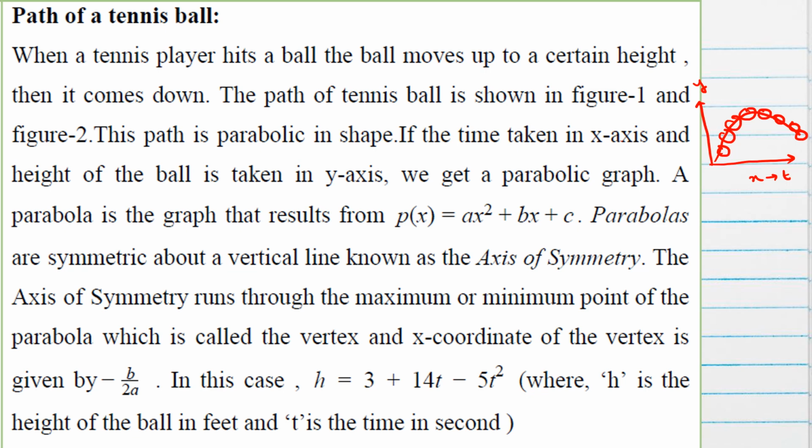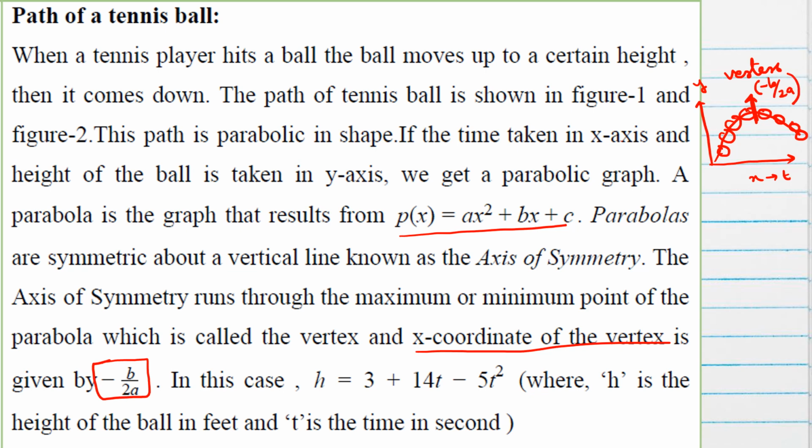A parabola is the graph that results from p of x equal to ax square plus bx plus c. Parabolas are symmetric about a vertical line known as the axis of symmetry, and the axis of symmetry runs through the maximum or minimum point of the parabola, which is called the vertex. The x coordinate of the vertex is given by minus b by 2a. So here this point is called the vertex and its x coordinate is given by minus b by 2a.